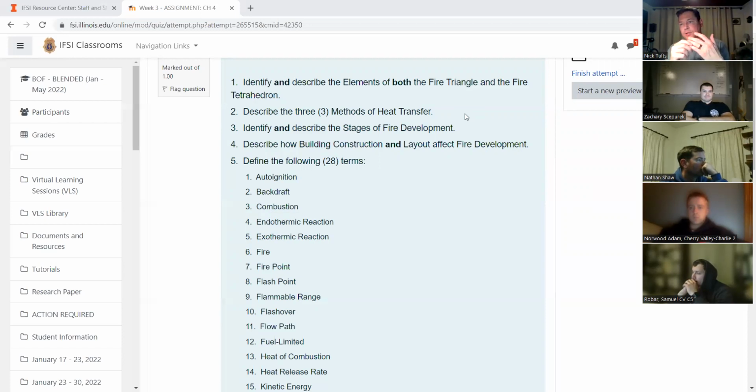And basically what you're doing in that case, the fuel, the heat, and the oxygen may be still present, but we're buffering that chain reaction, that chemical reaction. We're inhibiting it and not allowing it to take place. So it was a way for them to explain how these new extinguishing agents were actually working. So that's really the difference for you guys. The difference between the tetrahedron and the triangle is the tetrahedron adds that fourth element of the uninhibited chemical chain reaction, okay? Three methods of heat transfer, remember guys.